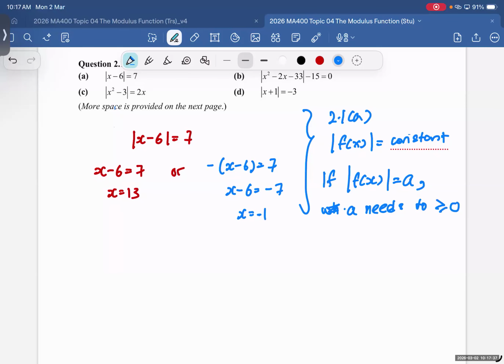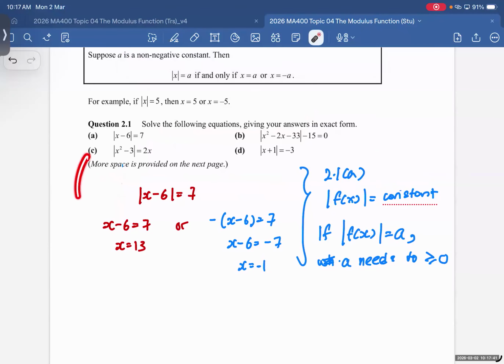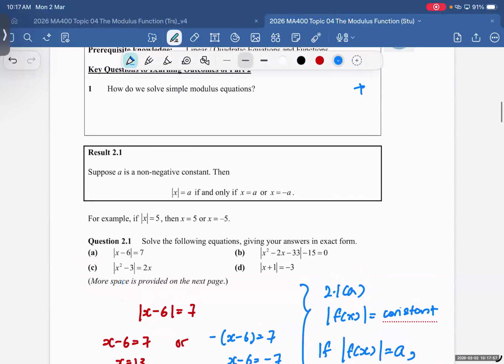Okay. So why do I give you a heads up on this? Because I want to bring you forward to 2.1c. If you look at 2.1c, what do you need x to be? So there's a difference between positive and non-negative. Positive means more than 0, but non-negative means more than or equal to 0.